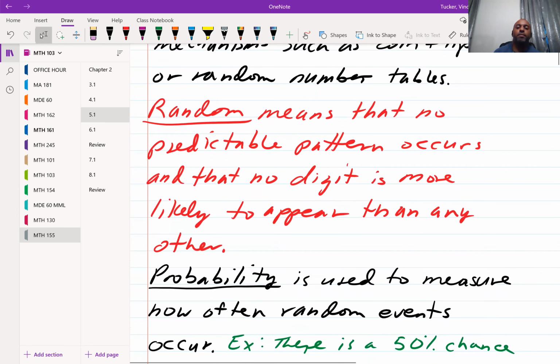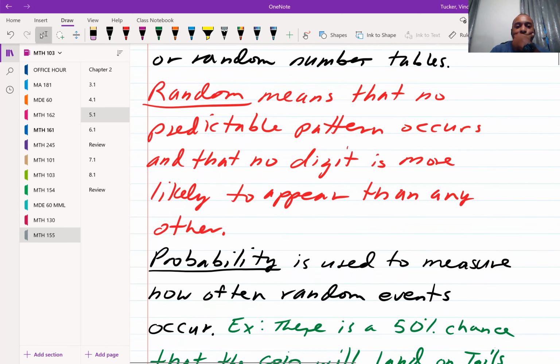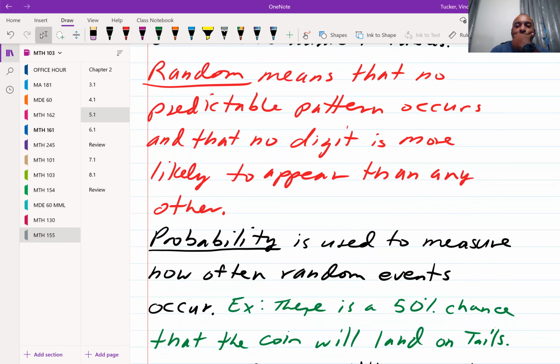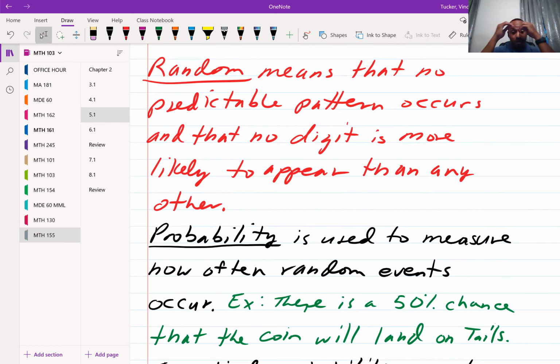So probability is used to measure how often random events occur. Just an example of that, there is a 50% chance that the coin will land on tails. You flip that coin, 50% chance that it'll land on tails.